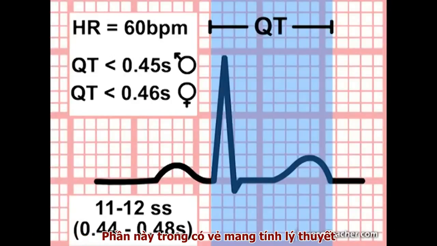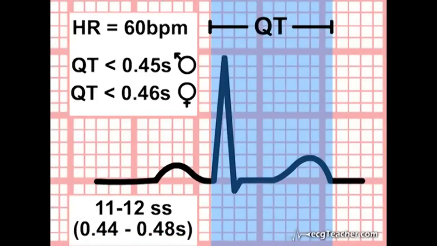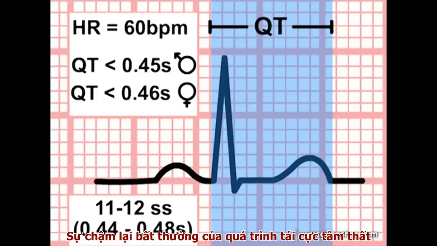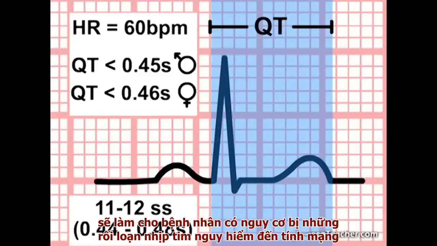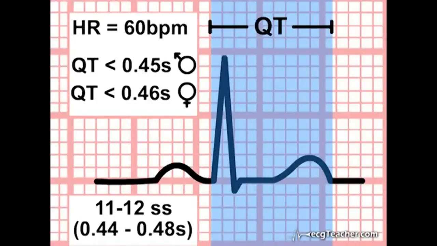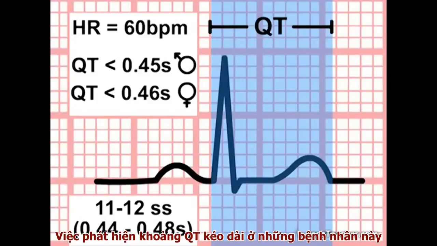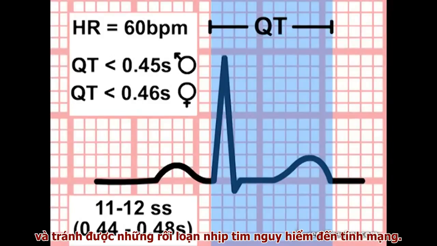The discussion which follows may seem academic, but it is important clinically. Abnormally slow ventricular repolarization, evidenced by a prolonged QT interval on the ECG, places patients at risk of fatal arrhythmias when treated with certain commonly used drugs. The ability to identify prolonged QT in these patients can lead to the use of alternative medications and avoidance of sometimes fatal arrhythmias.